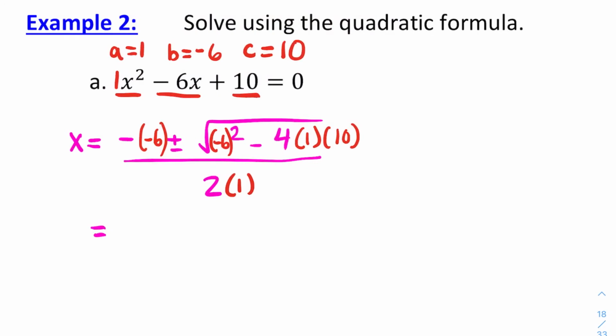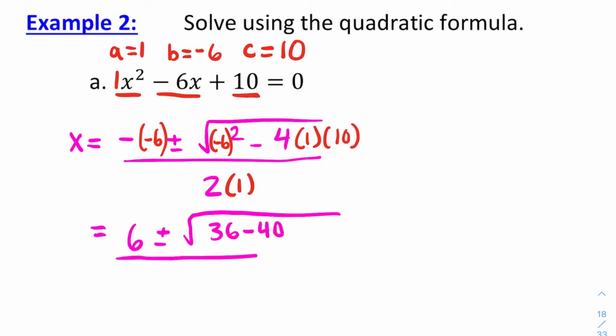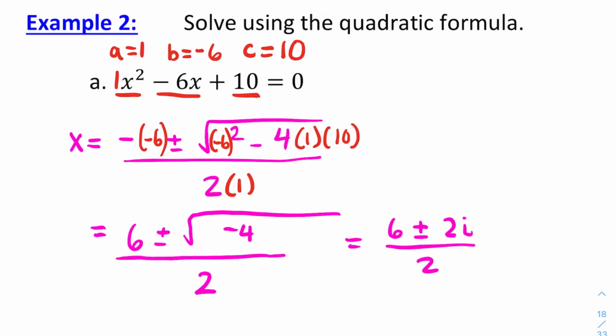All right, now it's just simplifying. I'm going to make that opposite of negative 6 a positive 6, and then work inside your radical first. So that'd be 36 minus 40, which if you actually subtract gives you negative 4. And then the square root of 4 is 2, but it's negative, so we'll have 2i. You have a common factor of all 3 of those terms, so you can divide out a common factor of 2 and get 3 plus or minus 1i all over 1, or just 3 plus or minus i. So that's the solution to that one.